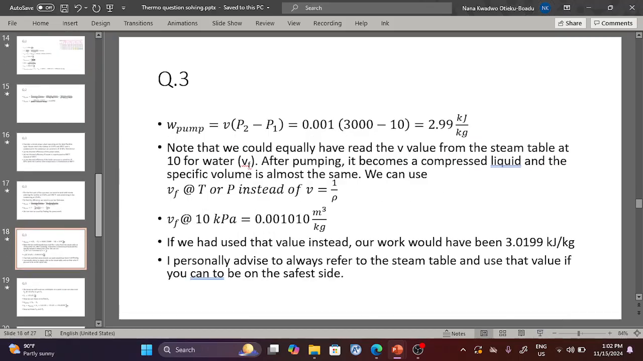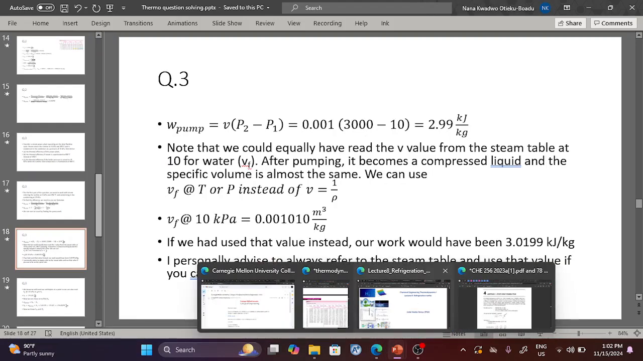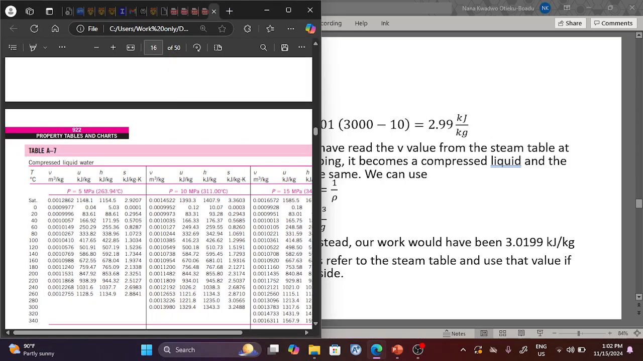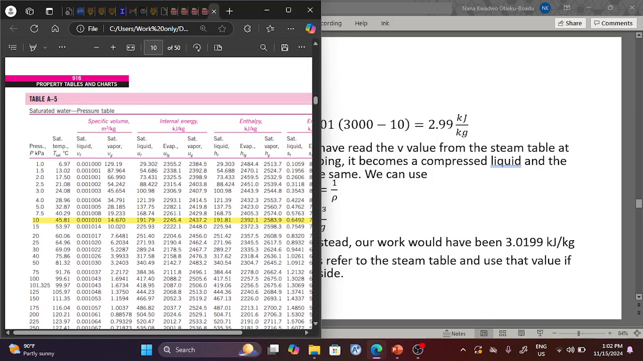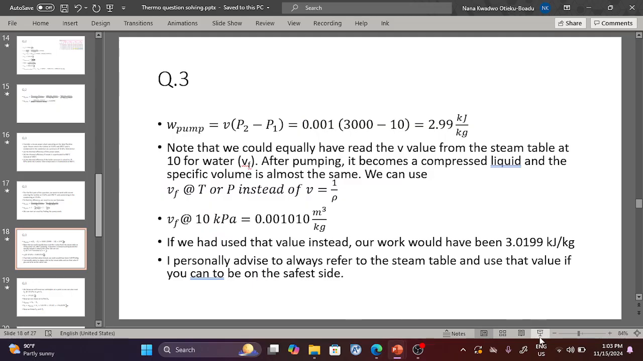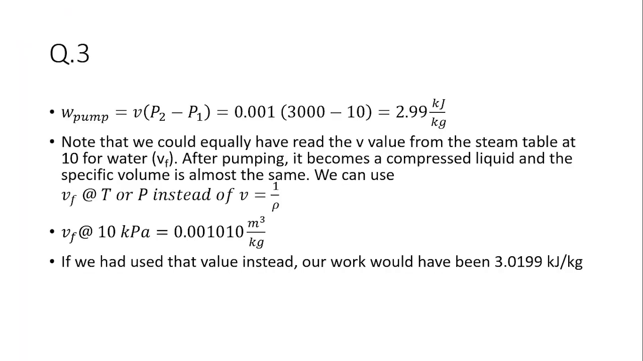So if I open up the steam table, at 10 kilopascal, our VF is 0.00101. So that's the value that we would record. And when we put this into this formula, our W is 3.0199. So that's what we would use for our calculation, right? So read VF at the saturation pressure.